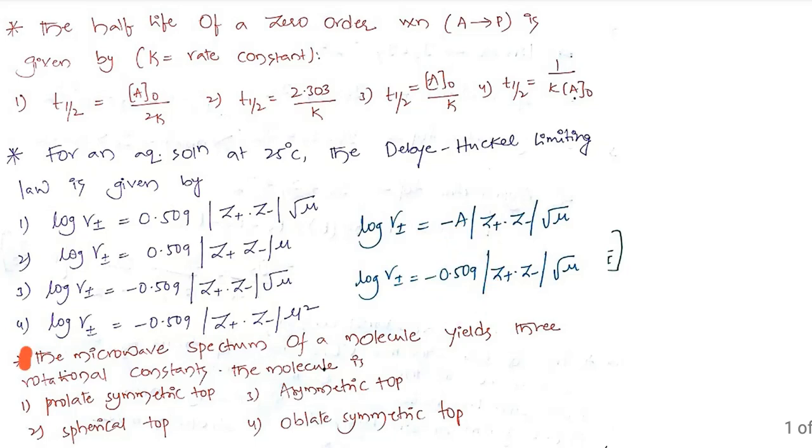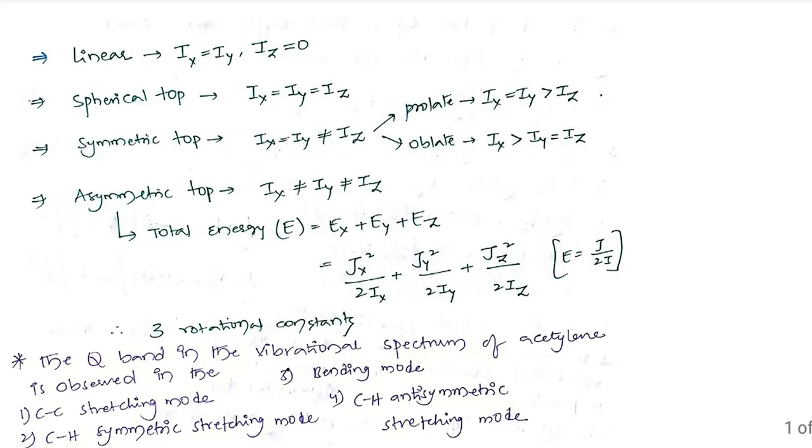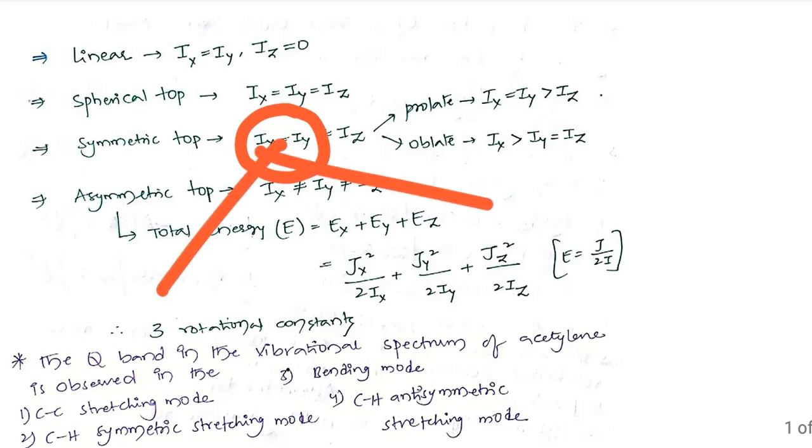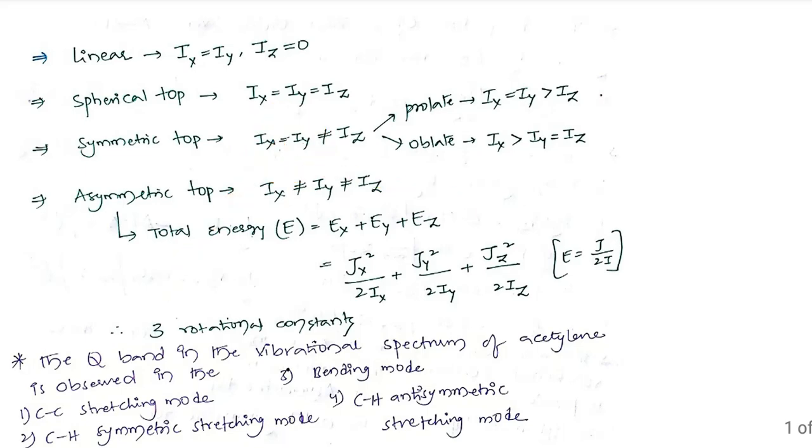Okay, next one, the microwave spectrum of a molecule yields 3 rotational constants. The molecule is, okay, here just look at some concept. Linear, whereas moment of inertia through x and y is equal, whereas through z it is 0. Whereas for spherical top molecules, the moment of inertia along x, y and z all are the same. And if you look at symmetric top, here the moment of inertia along x and y is equal, whereas through z it is not equal.